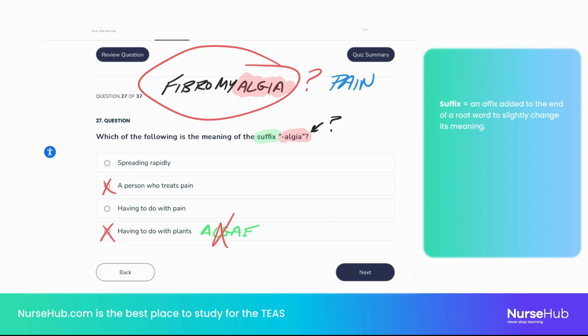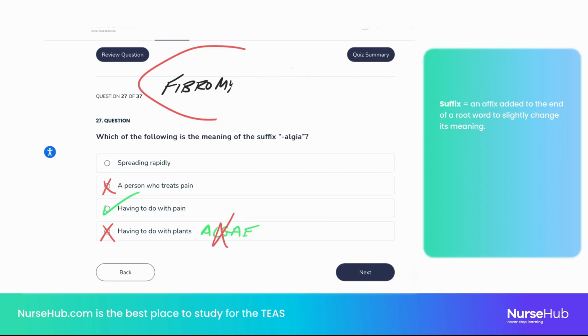So is it spreading rapidly or is it having to do with pain? Now, I know that, again, fibromyalgia is something that causes pain and tenderness throughout the whole body. I'm not sure if it spreads rapidly or not, so I'm going to go with my gut, and my gut in this case is correct, where algia is something having to do with pain. All right, so that's sometimes talking it out.